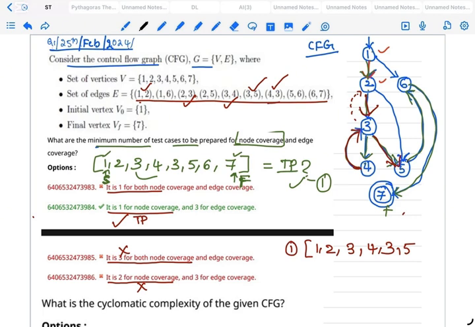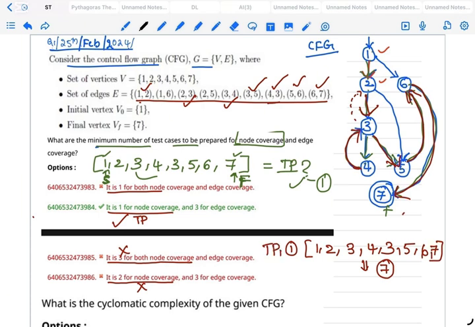After that, 5 to 6, okay, this edge 5 to 6 is also covered, and 6 to 7, these edges are also covered. So how many edges are covered? 1, 2, 3, 4, 5, 6, 7 edges. That is 7 edges covered by this test path 1. For example, this is test path 1, TP1.